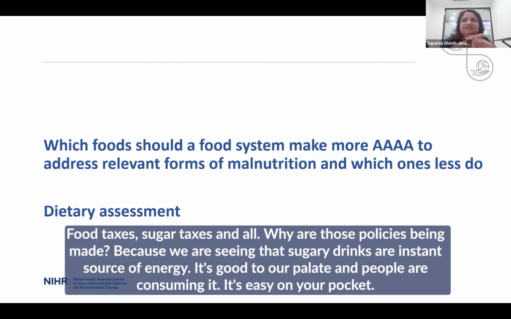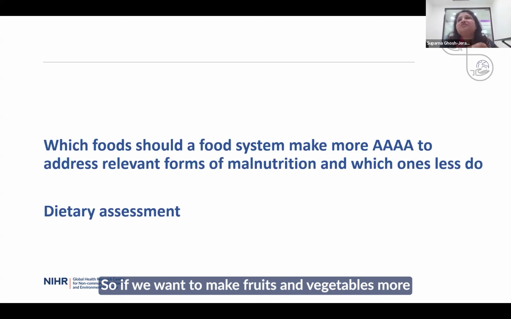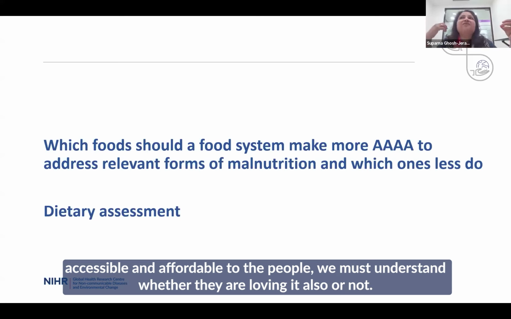Why are those policies being made? Because we are seeing that sugary drinks are an instant source of energy. It's good to our palate, and people are consuming it. It's easy on your pocket. So, if we want to make fruits and vegetables more accessible and affordable to the people, we must understand whether they are loving it also or not.